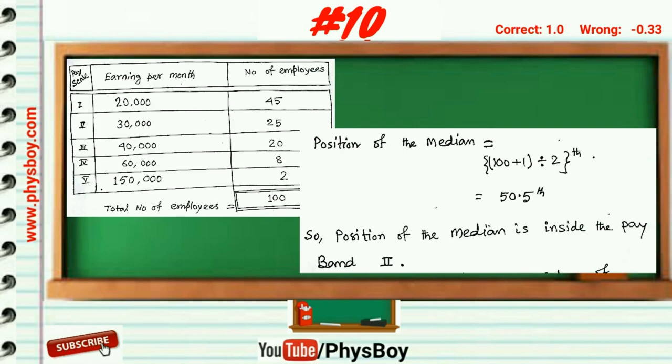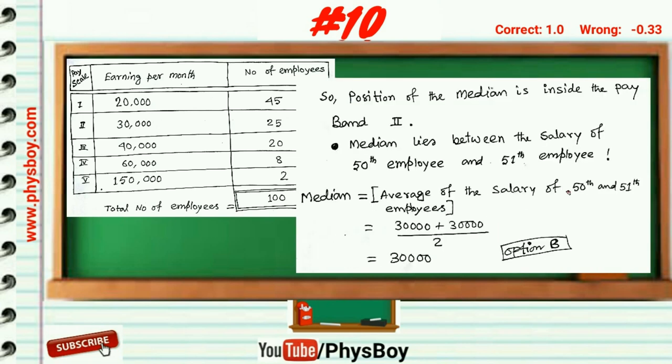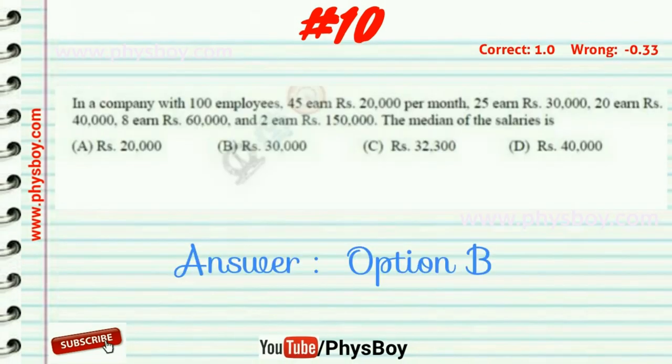As the position of the median is 50.5, the median lies between the salary of the 50th employee and the 51st employee. So the median is equal to the average of the salaries of the 50th and 51st employees, which is equal to (30,000 plus 30,000) divided by 2, which is equal to 30,000. So option B is the correct answer.